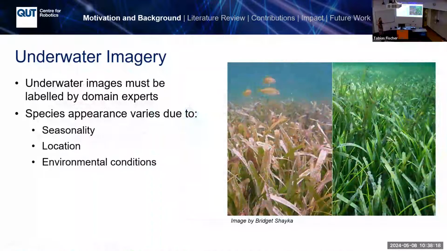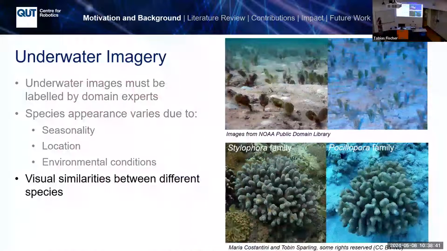So for all of the reasons I've already said, it's important that we have our images labeled by domain experts, but there are also species-specific reasons why we need to do that. Firstly, we can have the same species of seagrass that has different visual appearances due to effects like seasonality, the location it's growing in, and also the environmental conditions. The opposite can also be true. You can have different species of seagrass, or here we have entirely different families of corals, that for an untrained observer would appear to look like the same species. So it's really critical that we have domain experts labeling images for us.